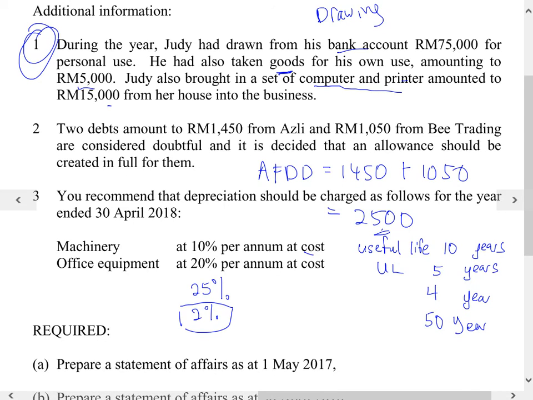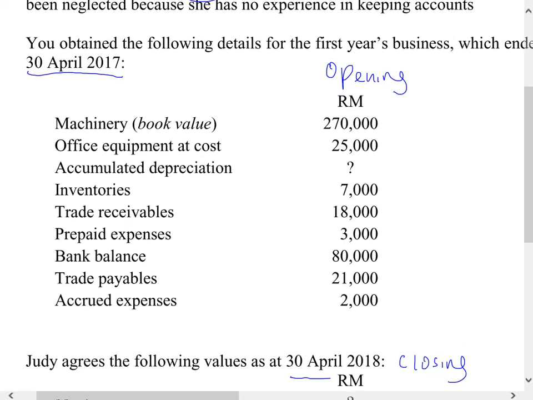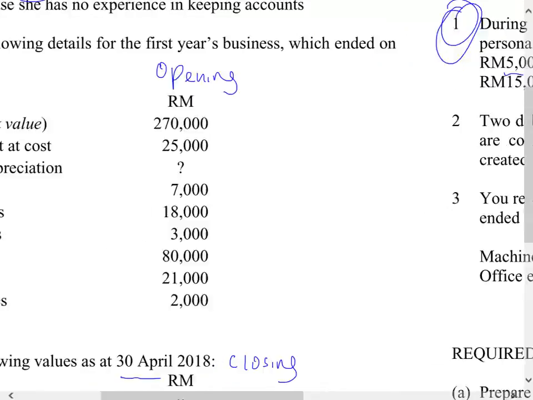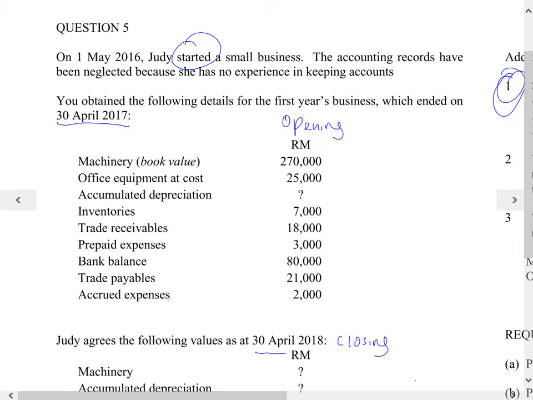So now, my depreciation is 10% on cost. Machinery, now we try to find opening balance. My machine is 10%, equipment is 20%. Let's start with equipment. Okay, I know that this is my opening and my equipment at cost is 25. And they do not give us accumulated depreciation for equipment. Can we find? Take note, we started this year, this date, and I closed my accounts here.